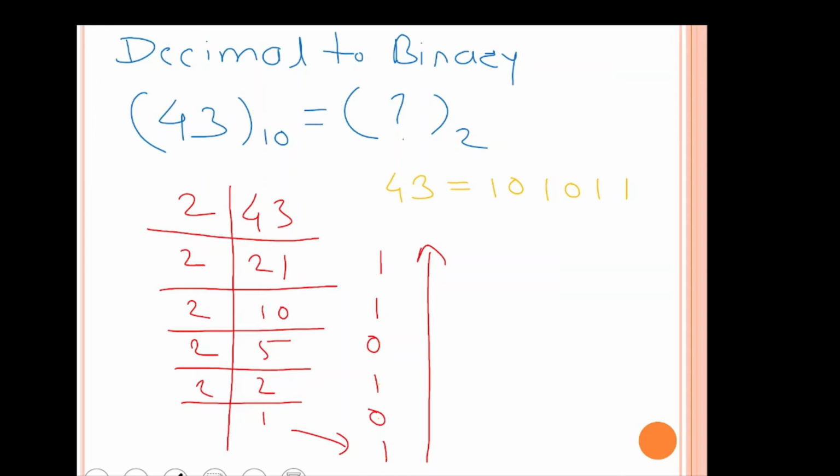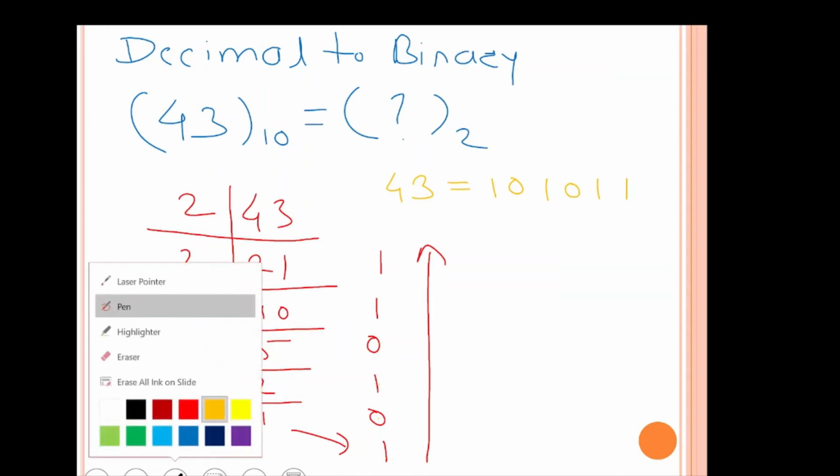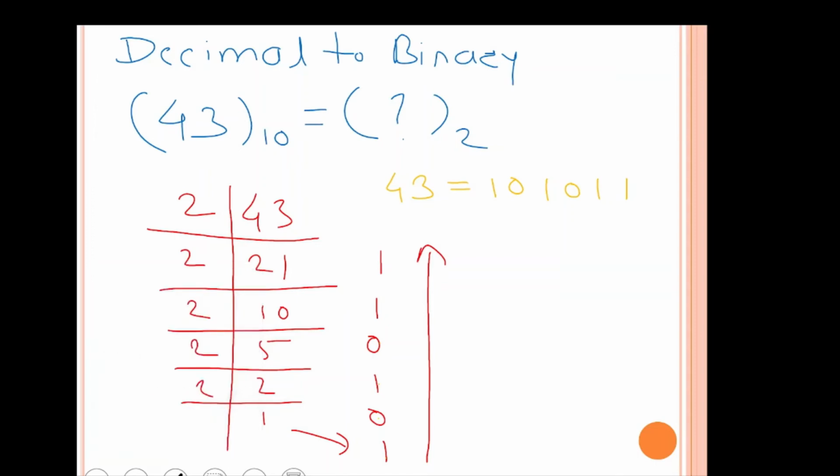You can also cross check your answer. How? You know how to convert this binary number into decimal. For that we write down its positional weights like 0, 1, 2, 3, 4 and 5. Then by multiplying these positional weights with the digits, we get our decimal equivalent. So here we can cross check our result.